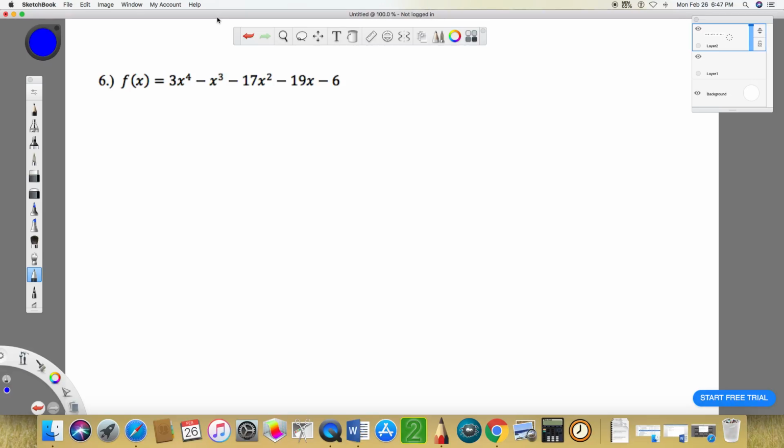All right, so let's take a look at this problem. We've got a polynomial function of degree 4. We want to find the zeros. We don't have really any kind of X method or technique or anything like that to help us other than a theorem that they refer to as the rational zero theorem, and sometimes it's called the rational root theorem.